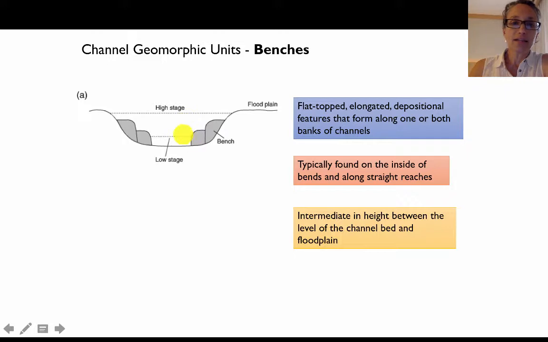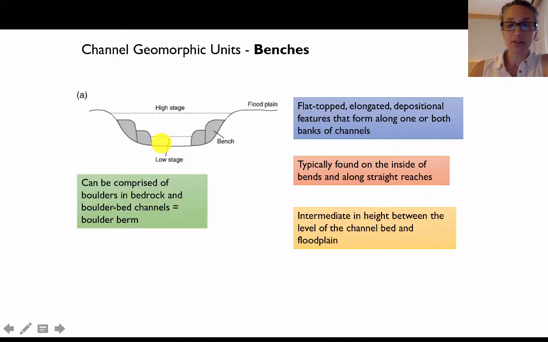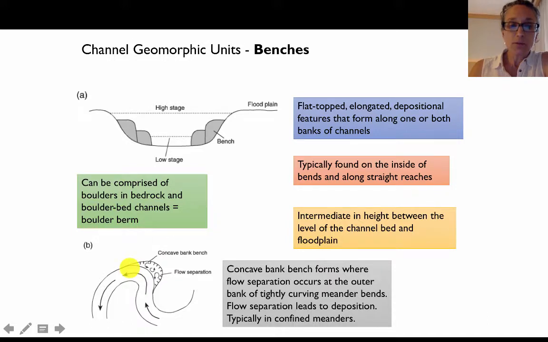And their height, like I said, they emerge at low flow, so they're between the floodplain and the bed of the channel in height. They can vary in particle size. They can be the size of boulders. The bed material size that forms them can be boulders in bedrock channels, and those then are actually called boulder berms. You can also get benches that form where flow separation occurs as flow moves around a bend. These are typically formed more in confined meanders.